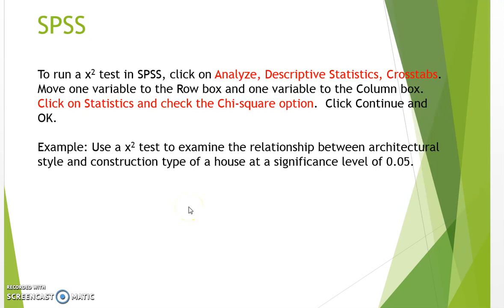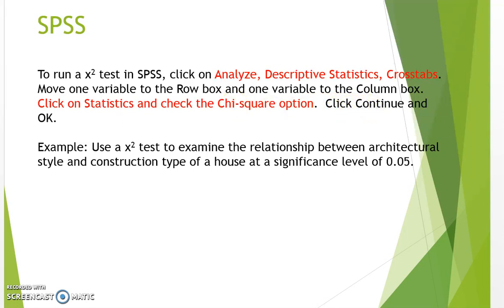In order to run a chi-square test for independence in SPSS, we will need to click on Analyze, then go to Descriptive Statistics and construct a cross-tabulation, crosstabs. We have two variables to test on, so move one variable to the row box and one variable to the column box. Let us also click on Statistics and check the chi-square option. In the end, we will just need to click Continue and hit OK.